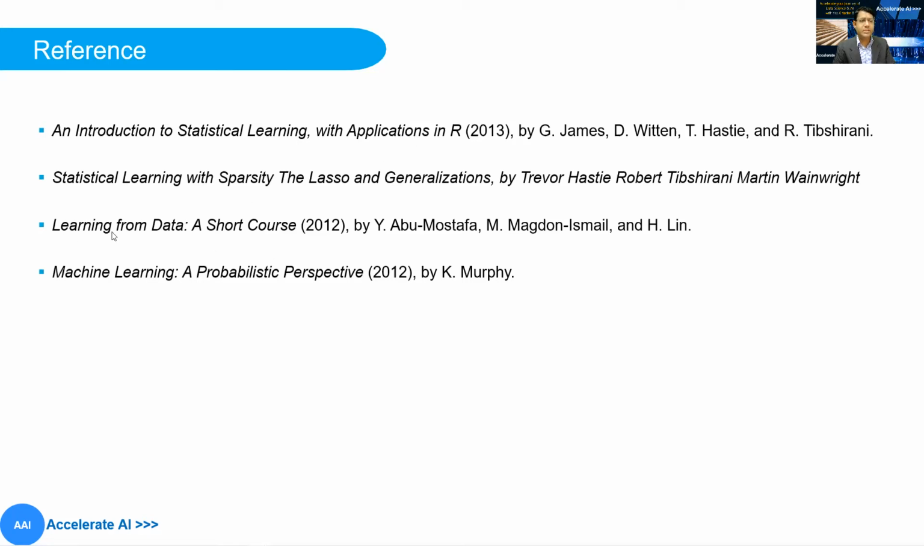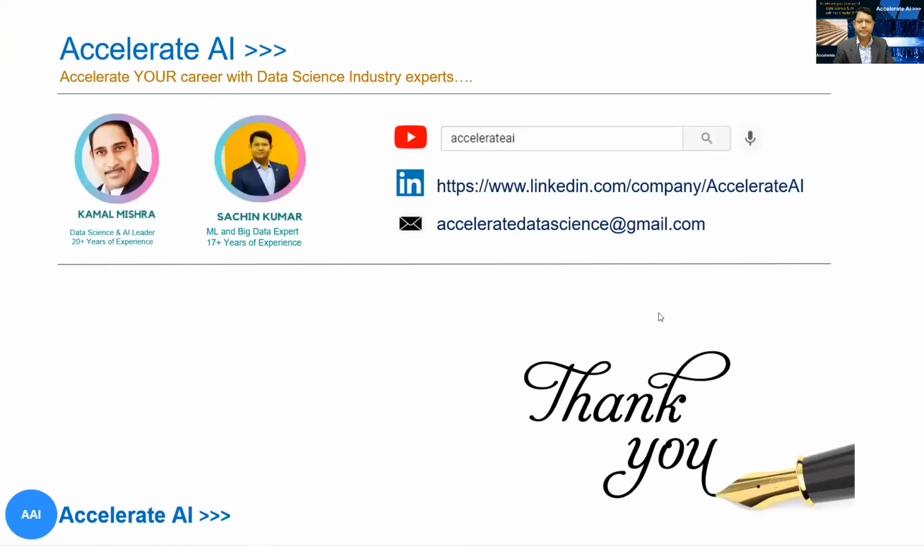There are a few other books: Learning from Data, a short course by Y. Abu-Mostafa, and Machine Learning: A Probabilistic Perspective by K. Murphy. You can buy them on Amazon and read through these.